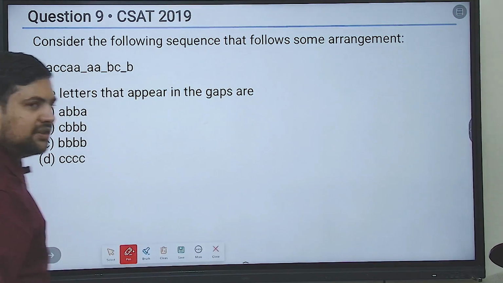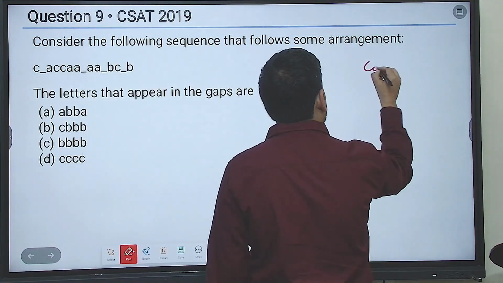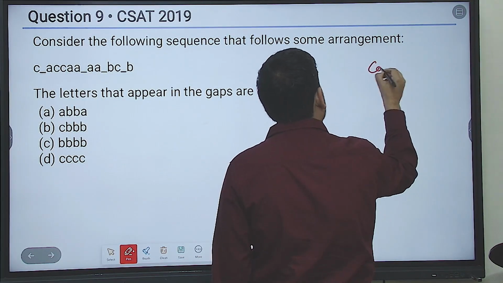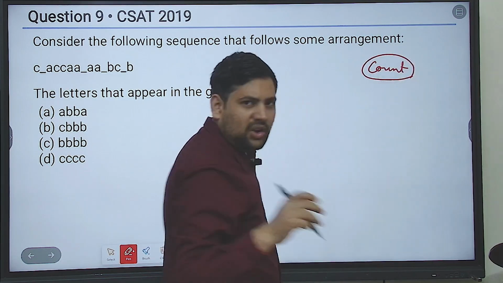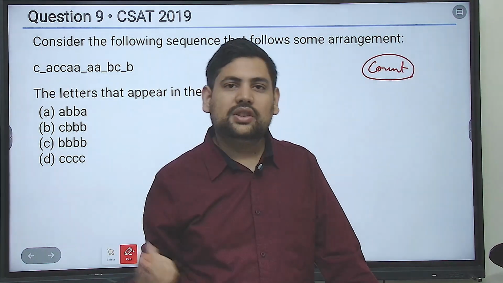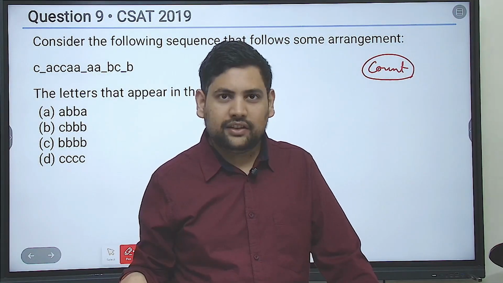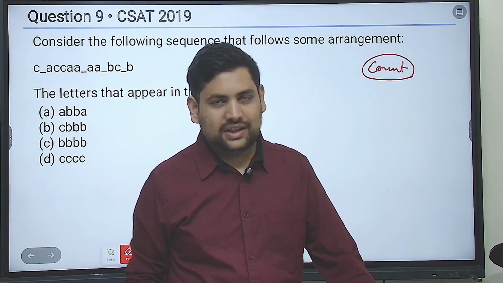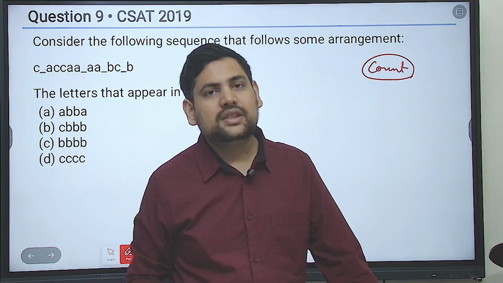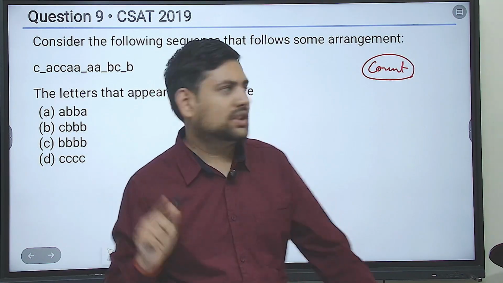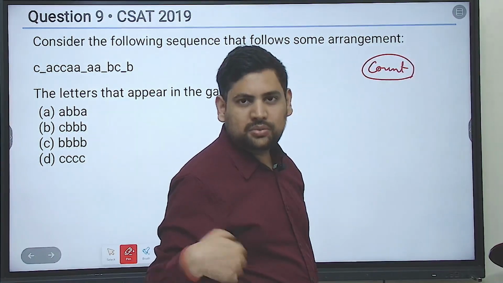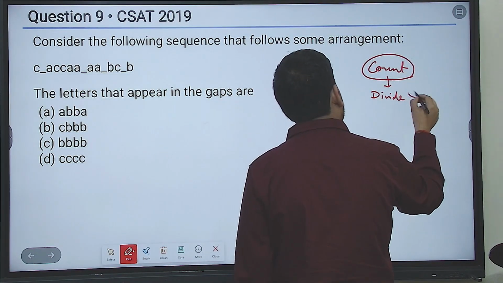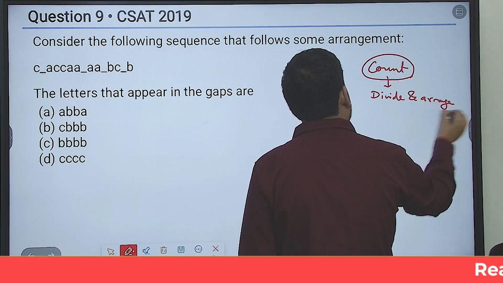Now, the first thing that we always do is, I'll tell you the steps. First, we count the number of letters. For example, if you get 15, then it can be divided into groups of 3 or 5, correct? Similarly, if you get 16, then groups of 4. That way we decide the number of letters in each group, and then we divide it into groups. Then you write one group below the other. So first is count, then divide the groups and arrange them one below the other.